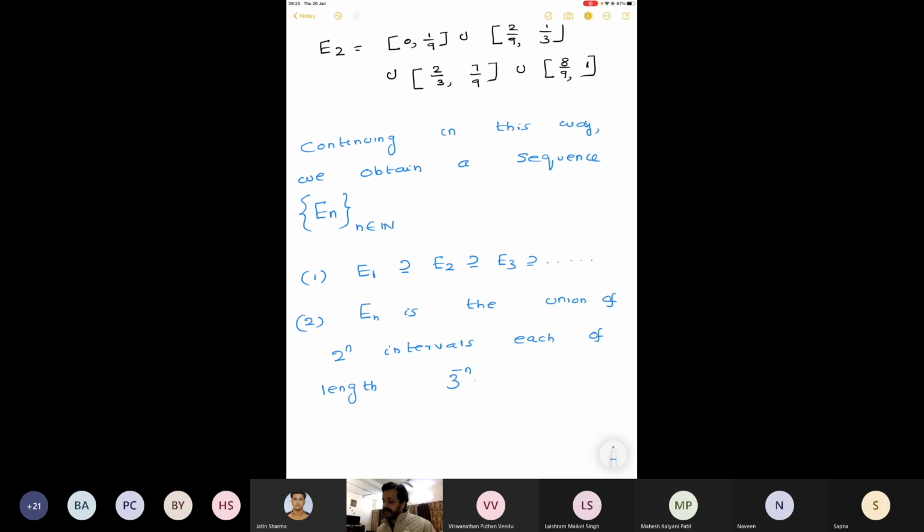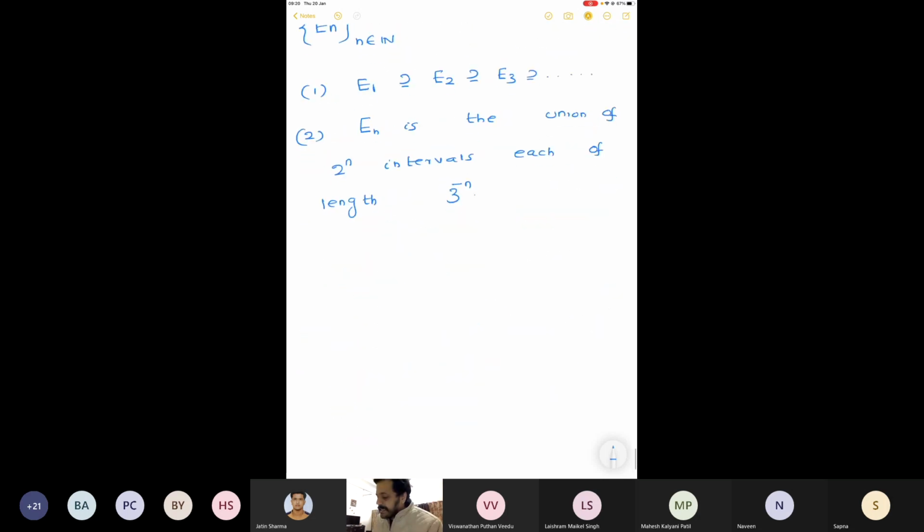And you can also see that each En is compact, being a finite union of closed sets. The set C will be the intersection. You take this monotonically decreasing sequence and take the limit. The limit will be the intersection, n equal to 1 to infinity. That you call C, and this is called the Cantor set.